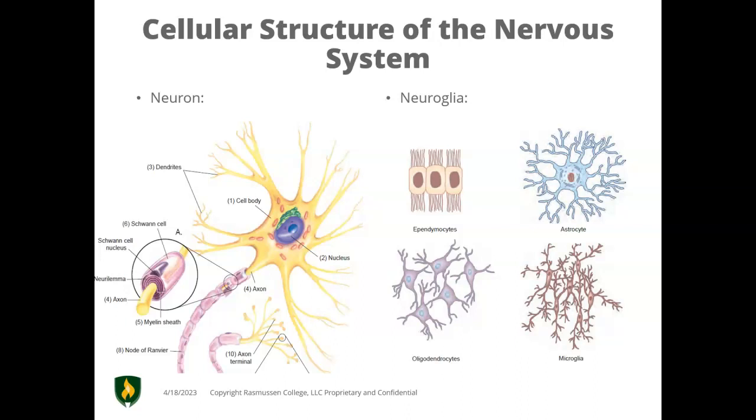If the travel is afferent, A-F-F-E-R-E-N-T, the direction is toward the brain and spinal cord, so essentially going up. If it's efferent, E-F-F-E-R-E-N-T, it's away from the brain and spinal cord. So afferent will carry it up to the brain and spinal cord. The brain and spinal cord will make a decision, and then efferent will bring it back down and take it out to the other cells of your body. Neurons have three major structures: a cell body, an axon, and a dendrite.